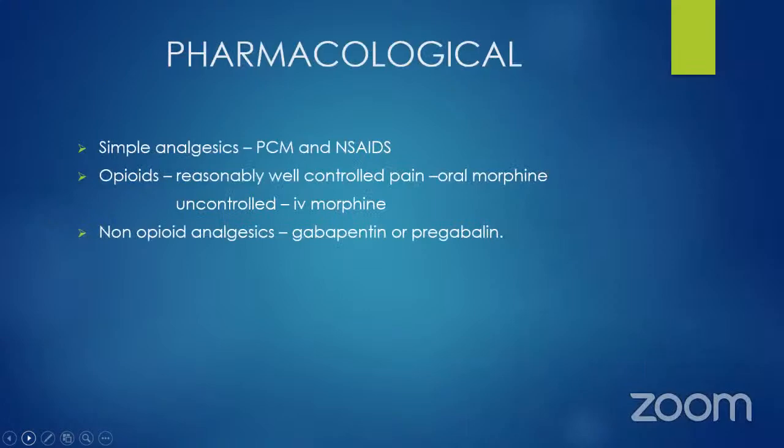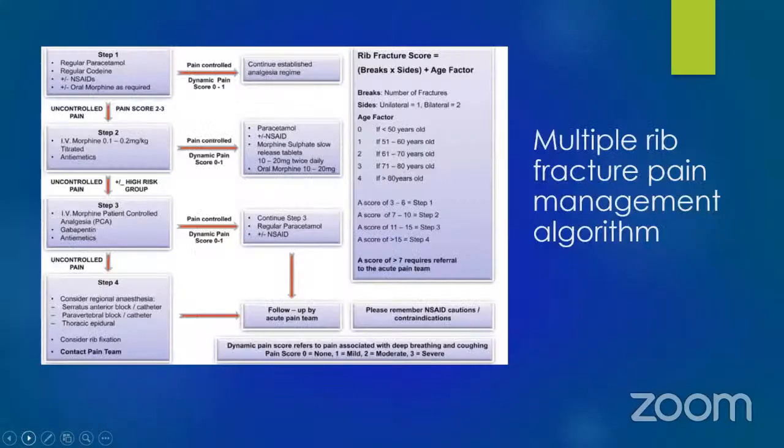Pharmacological treatment involves simple analgesics like paracetamol or NSAIDs, and it also involves opioids. For reasonably well-controlled pain, we can go with oral morphine, and for uncontrolled pain, intravenous morphine. Non-opioid analgesics involve gabapentin or pregabalin.